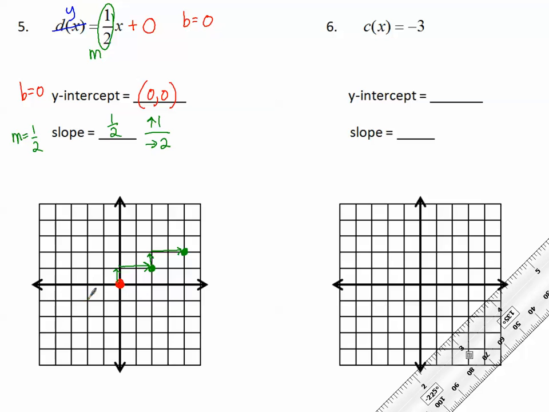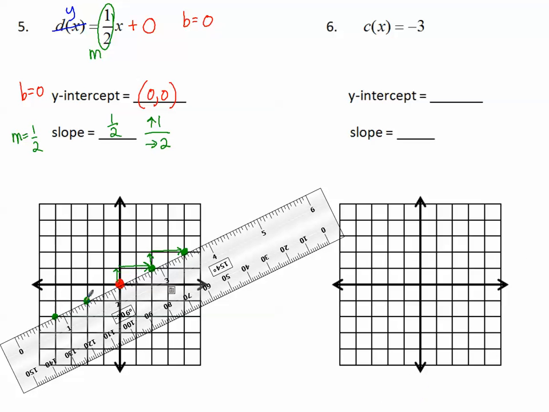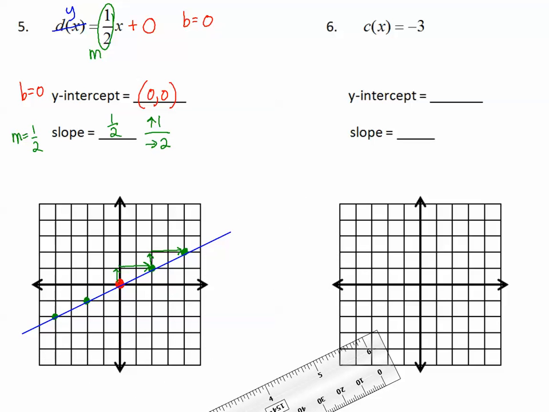Down 1, left 2. Notice that when I go backwards and I grab my straight edge, the points that I make on the other side should line up exactly. That's a way to tell also that I've done my slope correctly. Notice a positive slope and my line is increasing.